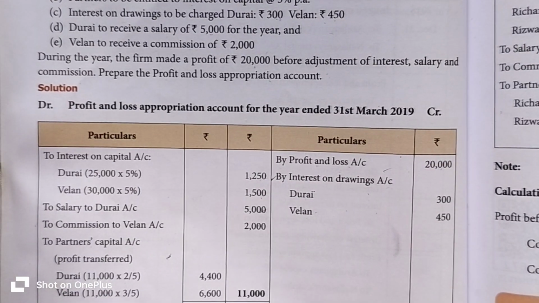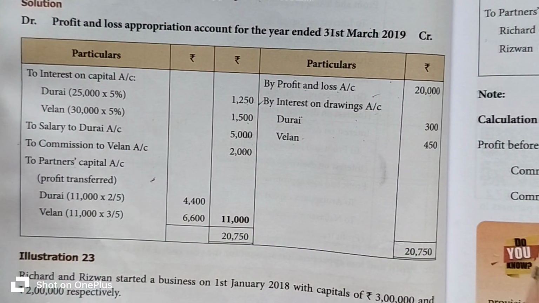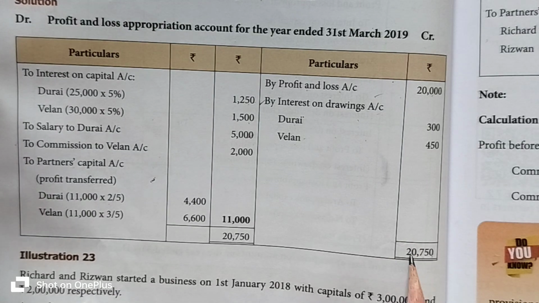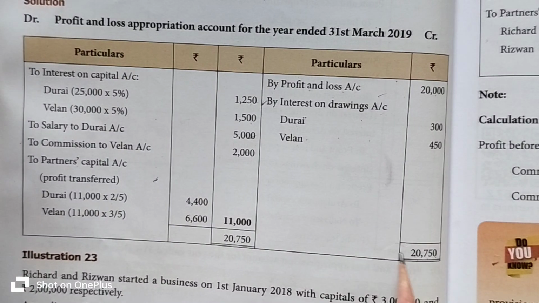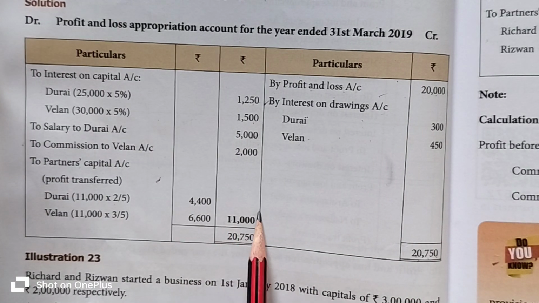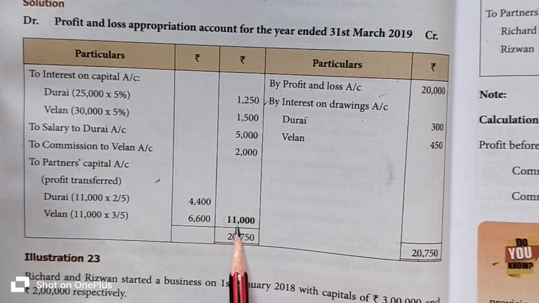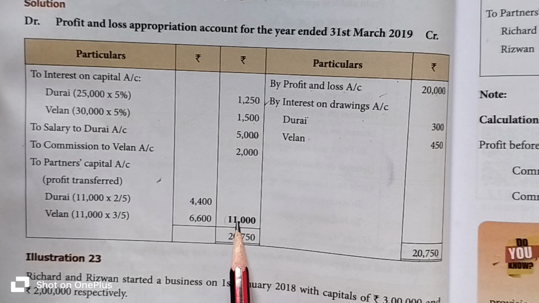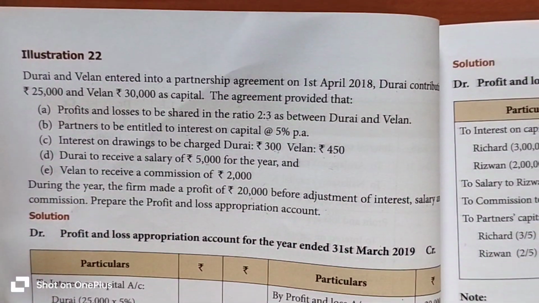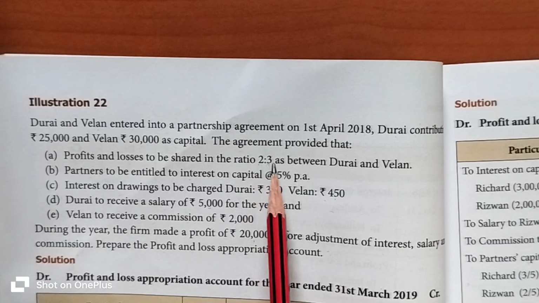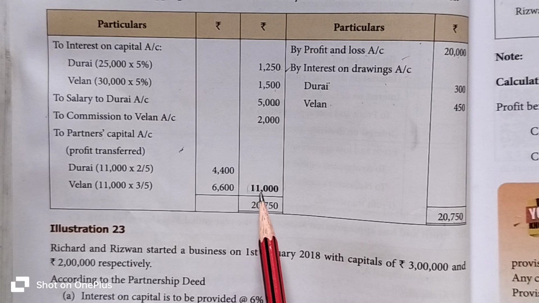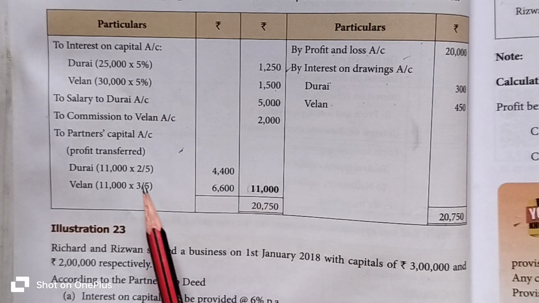Then we have the higher value on the credit side. How much? 20,750. So we have entered the higher value as the total on the credit side. If you get the total on the credit side, then you get the balancing figure on the debit side. The balancing figure is 11,000 rupees. So we have to distribute the balancing figure 11,000 rupees as per the partners' ratio. What is the ratio given here? 2:3, right? So as per the ratio 2:3, we distribute the balancing figure between Durai and Velan.